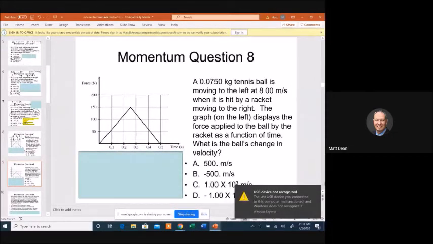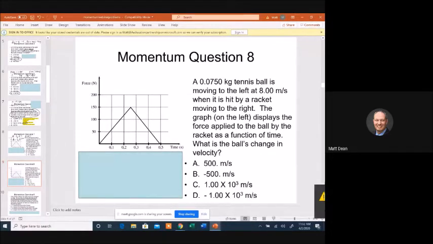All right, so here it wants to know, what is the ball's change in velocity? Same situation. Everything's the same. We're looking for one additional piece of information, the change in velocity. And what we've got to remember is that impulse that we just calculated, 37.5 kilogram meters per second, is equal to the change in momentum, which is m delta v.